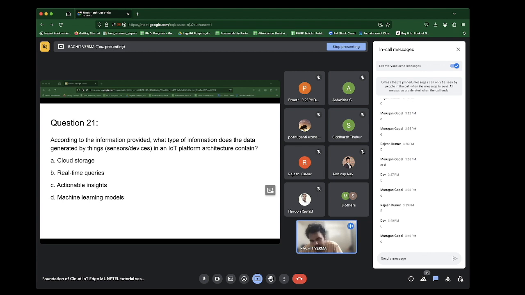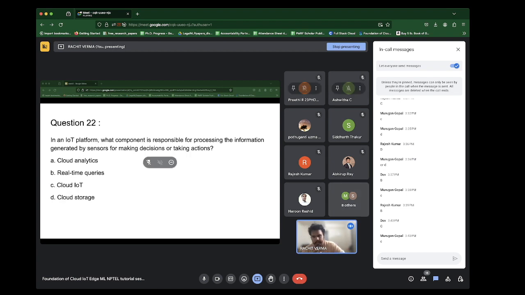So in that sense, the correct answer is C, actionable insights, and it's not D, machine learning models. It's not always true that these sensors are sending machine learning models themselves, and they're not capable of that. And cloud storage is not data. By the way, if you work in federated learning, you will see that people will be sending the weights of a model directly. So that's actually something very interesting to explore.